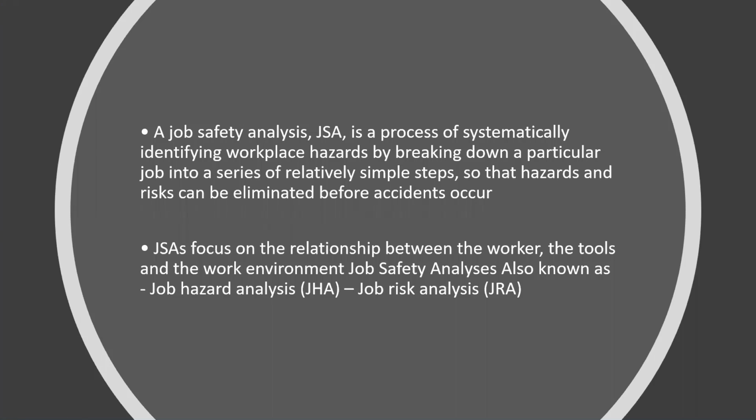A job safety analysis, JSA, is a process of systematically identifying workplace hazards by breaking down a particular job into a series of relatively simple steps so that the hazards and risks can be eliminated before the incidents occur. JSAs focus on the relationship between the worker, the tools, and the work environment. Job safety analyses are known by many terms: JSA, JHA, or JRA. They're all very similar and get you to the same goal.